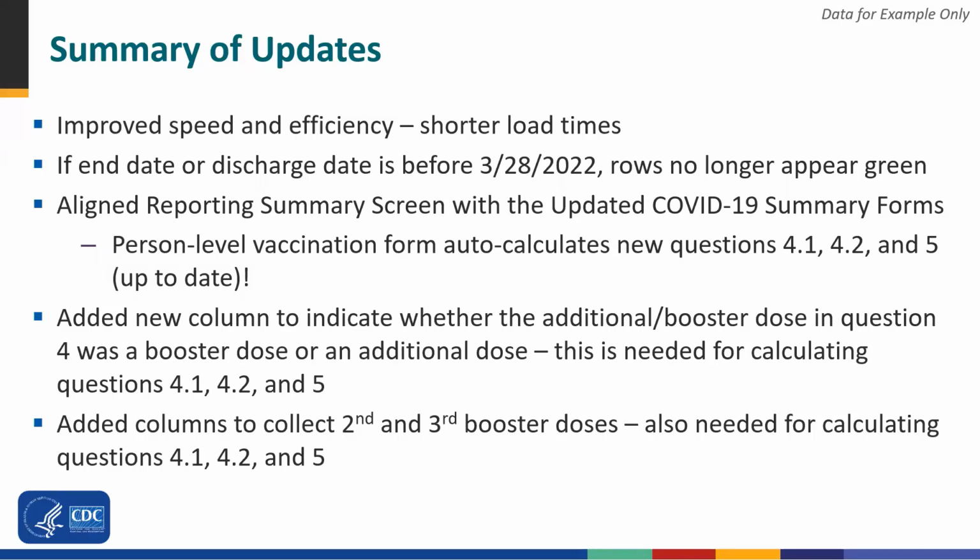We also added a new column to indicate whether the additional / booster dose in question 4 was a booster dose or an additional dose. Additional meaning it was for an immunocompromising condition. And the reason we did this is because this information is needed for the auto calculating of questions 4.1, 4.2, and 5. And we also added columns to collect second and third booster doses. And this information is also needed to calculate the questions 4.1, 4.2, and 5.